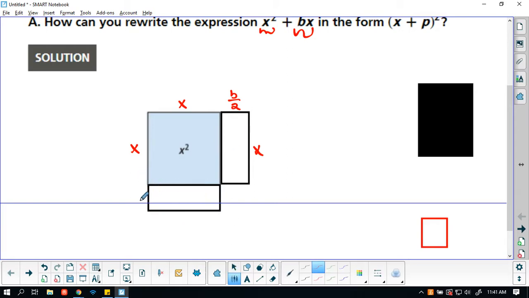Now, again, this length here is b divided by 2, and this width here is x. So we still have this bx. We just split it into two pieces. And that leaves us this last little chunk, because again, we're still not a perfect square here. So we do have a little chunk here that I'm going to add. And if I look at my lengths and my widths, this is going to be b divided by 2 squared for the area.